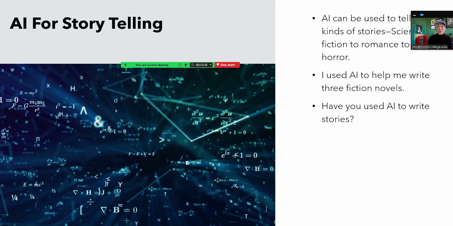This one, AI for storytelling, is, for me personally, the most fun part of using AI. AI can be used to tell all kinds of stories, from science fiction to romance to horror. As a matter of fact, I've used AI to help me write 3 fiction novels. So have you used AI to write stories?